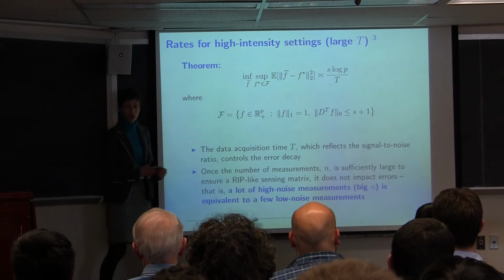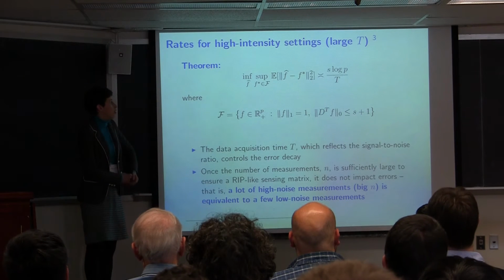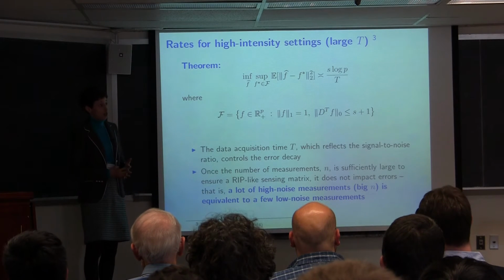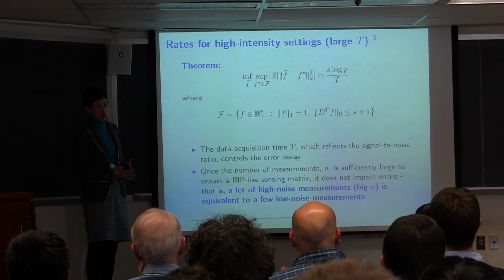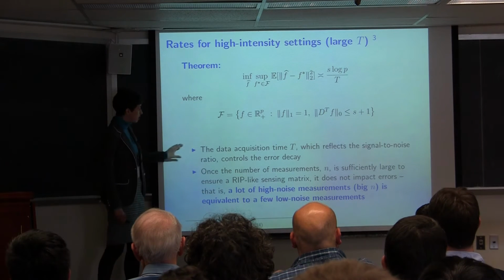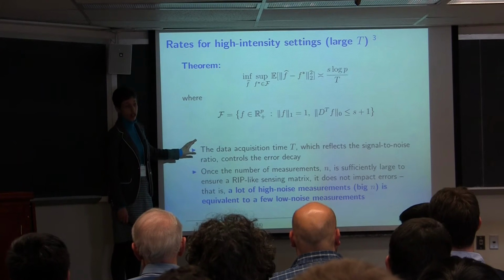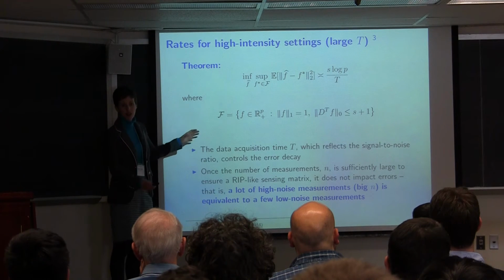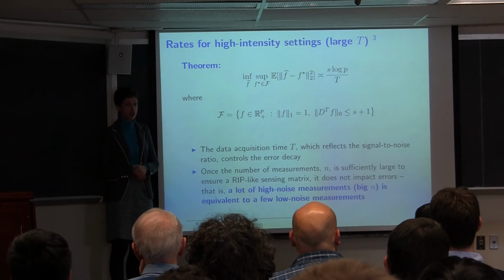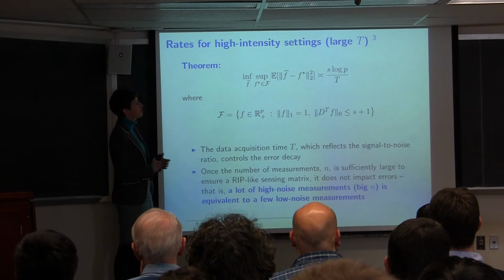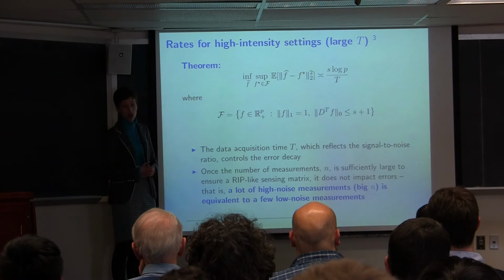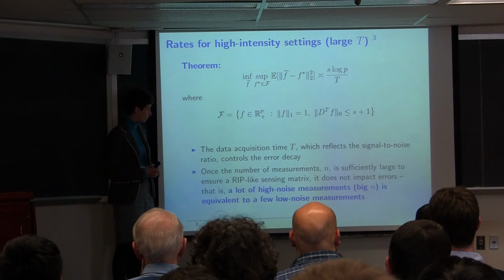So there's a few things to note here. First of all, N, the number of measurements that we've collected, is not appearing. Instead, we're seeing T. So the data acquisition time T is really controlling how big our error is. And as I said at the beginning, you can think about this as a measure of our signal to noise ratio. So it makes sense that this plays a key role in these minimax rates.